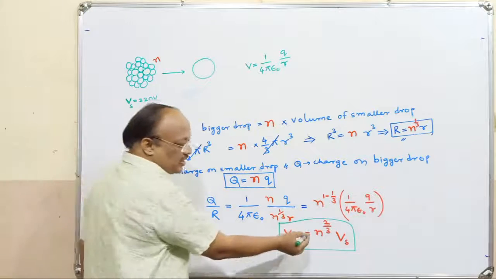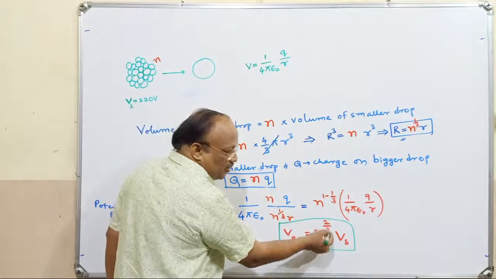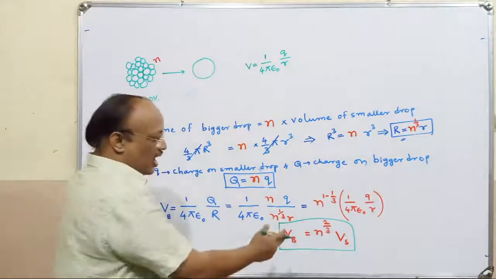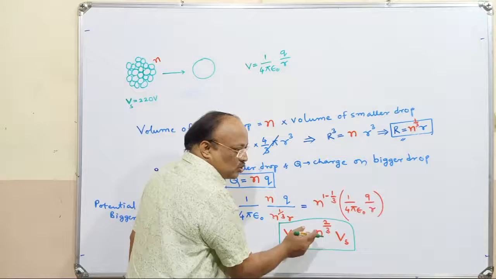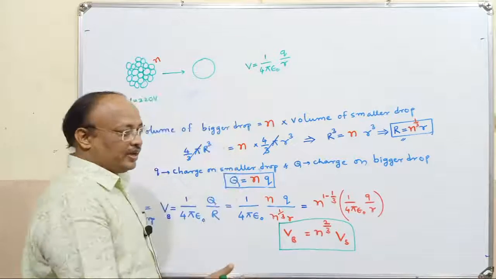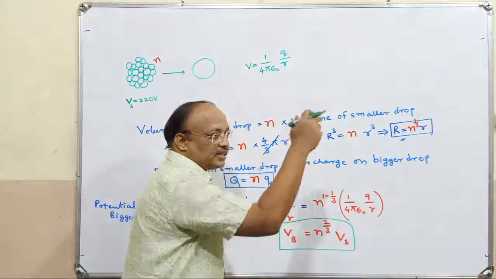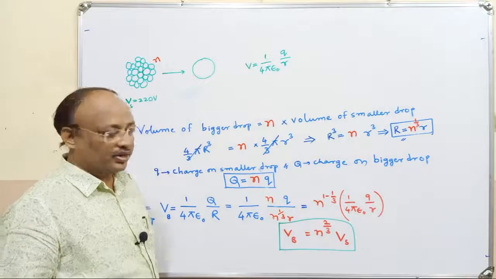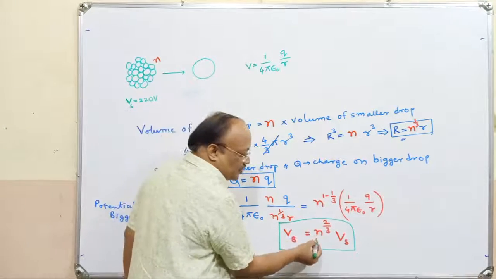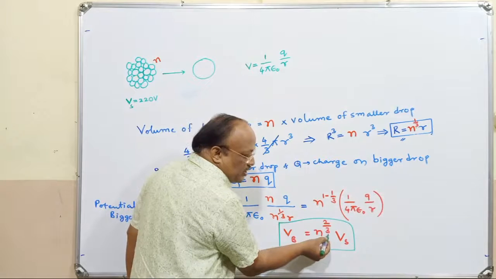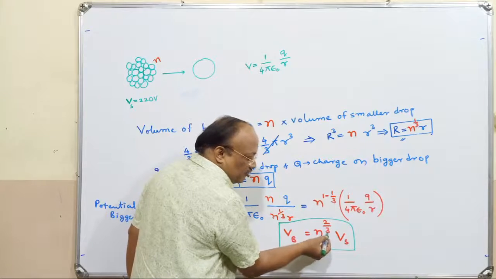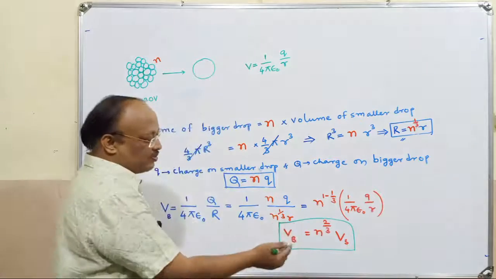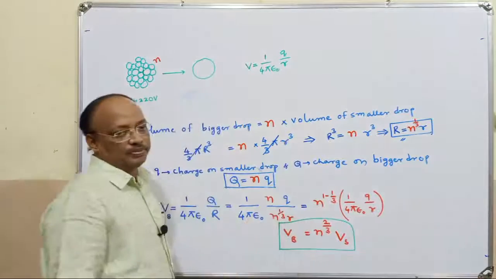If you substitute 27, the cube root of 27 is 3, and then the power 2, if you square it, 3 squared is 9. If you substitute the cube root of 27, you will get 3 and its square will be 9. It is 9 times the potential of the smaller drop.